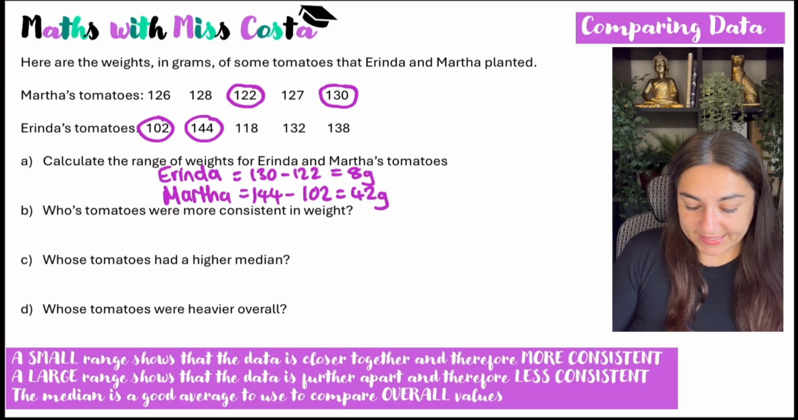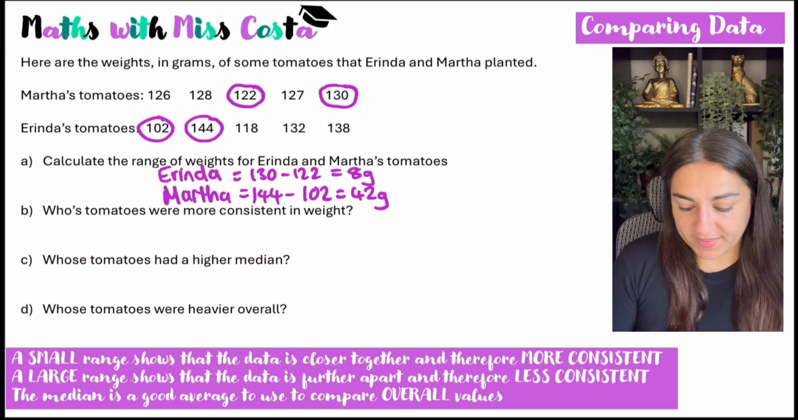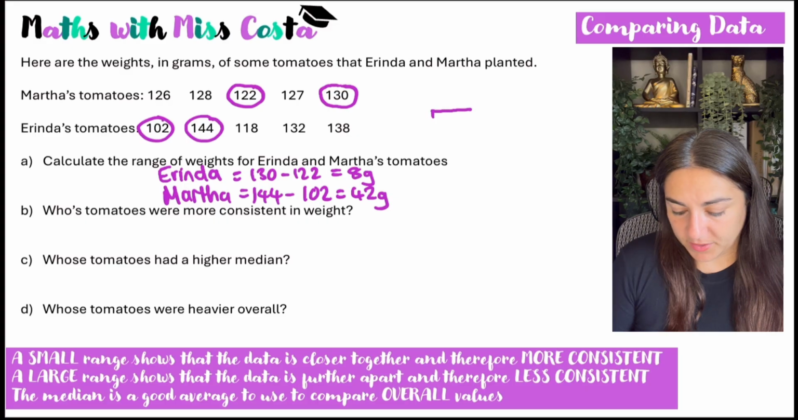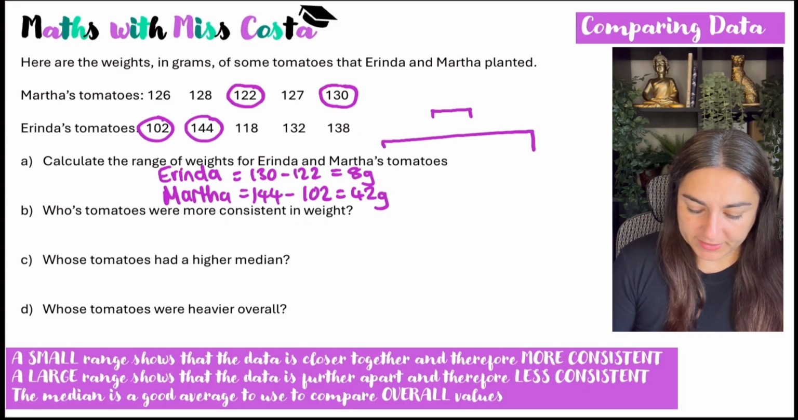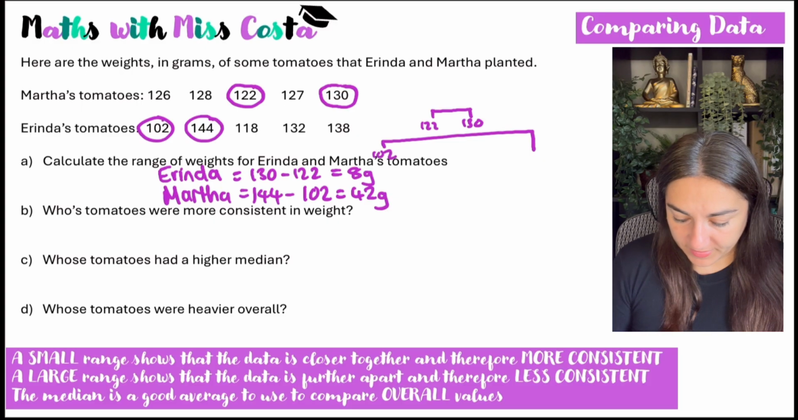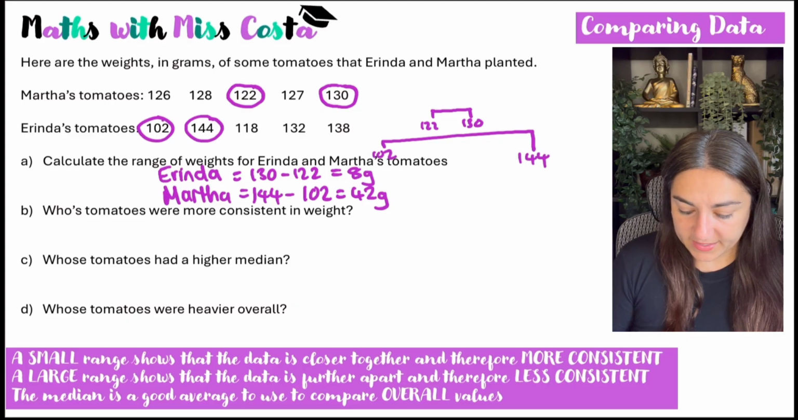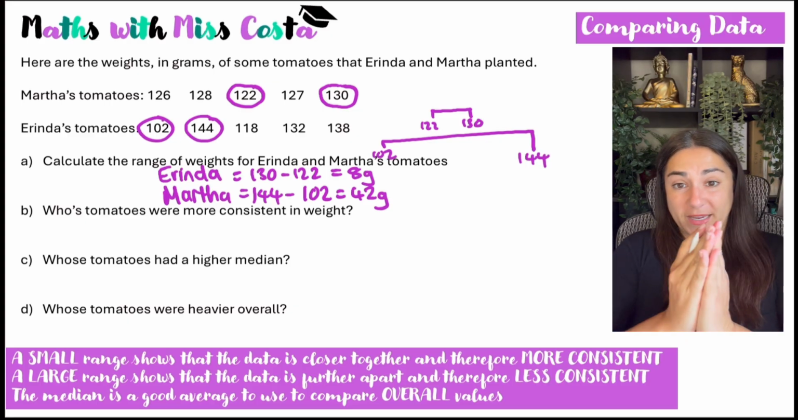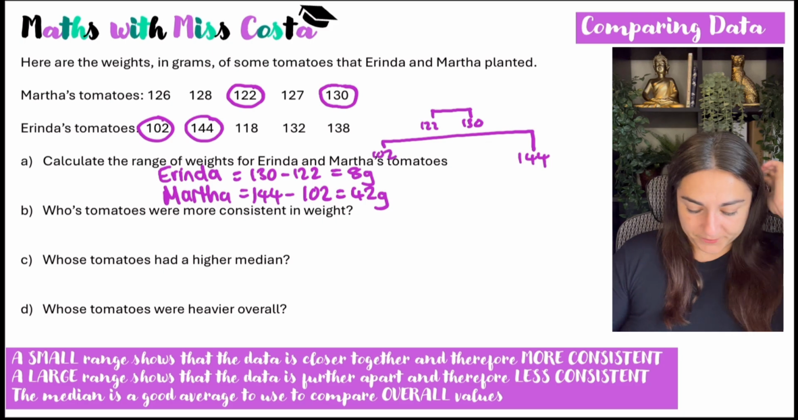So as you can see, if we think about Irinda's tomatoes and then Martha's tomatoes, all of Irinda's tomatoes are bunched here, 122, 130, whereas Martha's tomatoes start lower and they end higher. So the weight that they could be is way more varied.